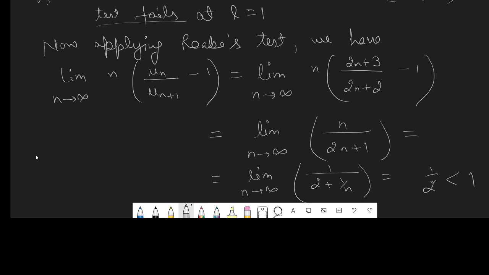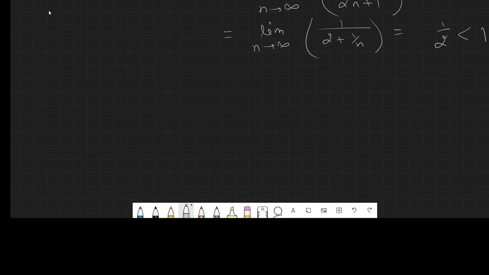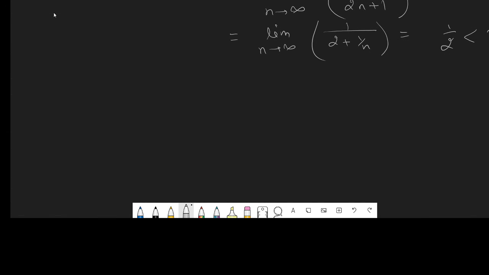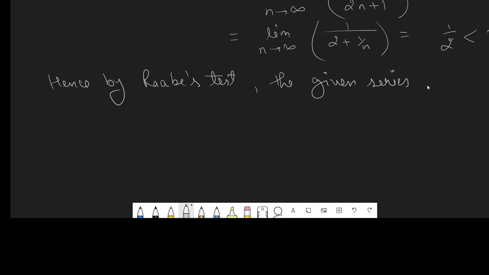So therefore the given series is convergent, hence by the Raabe's test, the given series is, sorry, not convergent, it is divergent, because we have L less than 1. That's it. This is the Raabe's test.